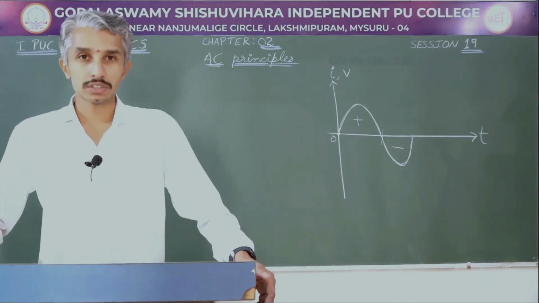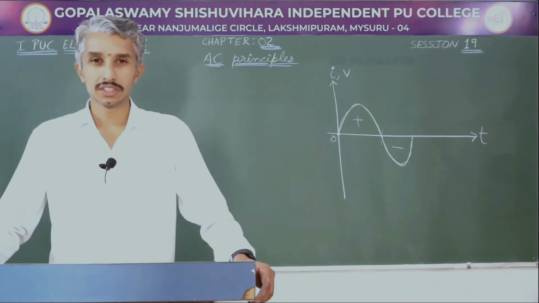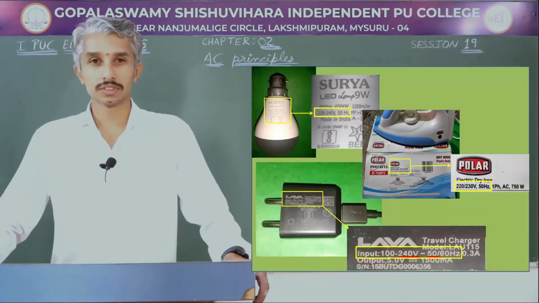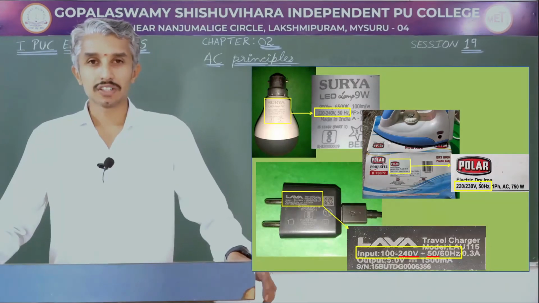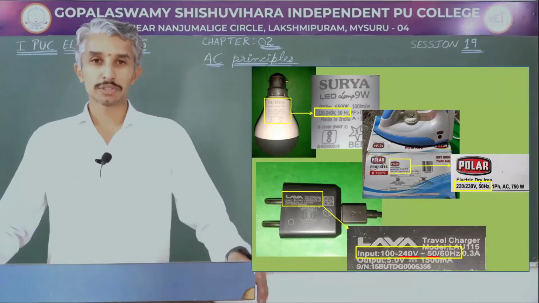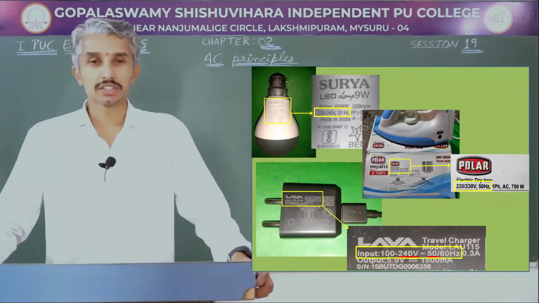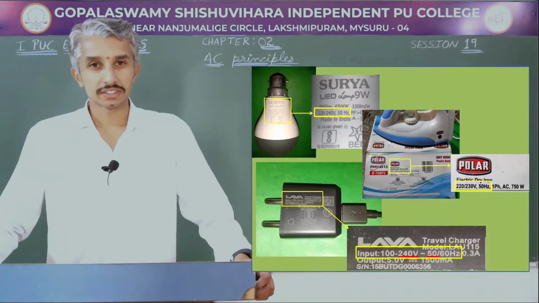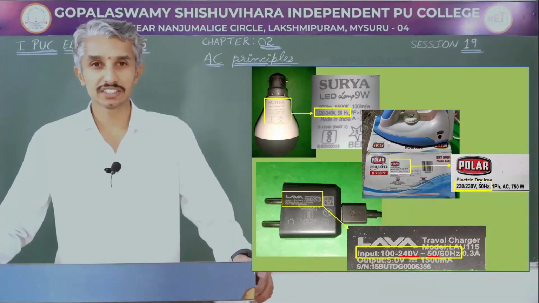Have you seen this AC? We would have experienced alternating current. How? Where? Look at these pictures. These pictures are the electrical appliances that we use in our home. If you look at the specifications there, it is very clearly mentioned the working voltage of these appliances. It's been mentioned there as 220 volt 50 hertz.